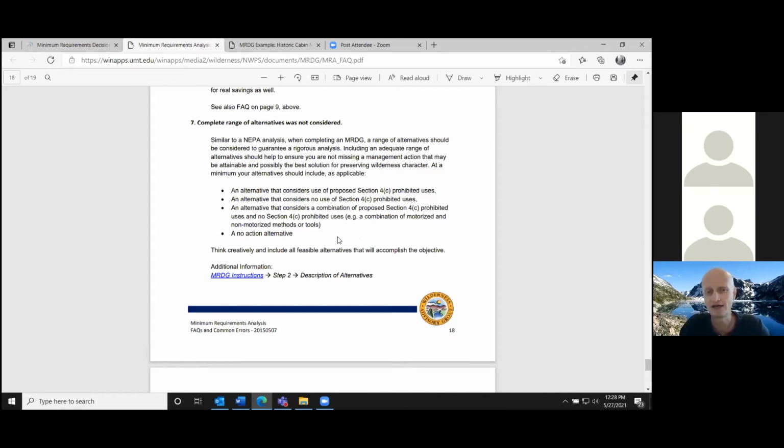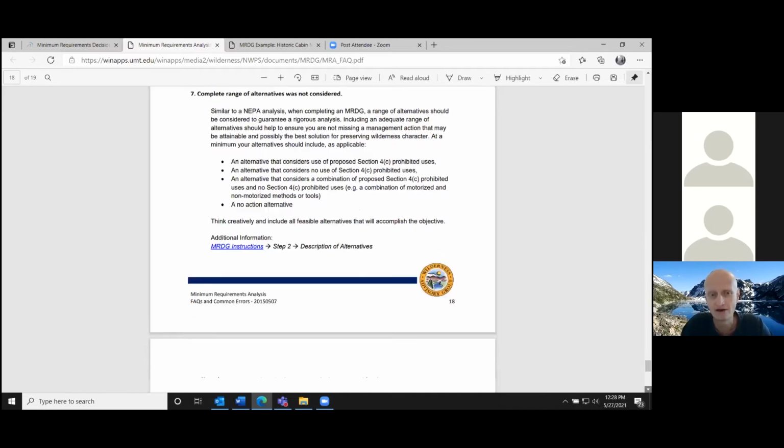to kind of have that baseline, similar to NEPA. But there are cases where a no action is not appropriate, and the case we're going to take a look at is one of those. All right, moving on down.